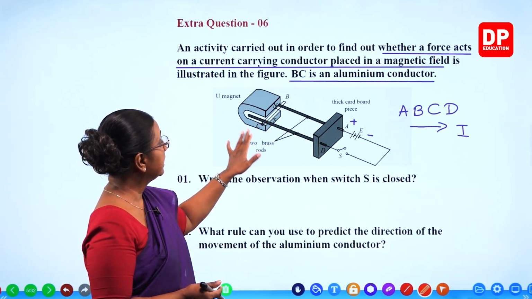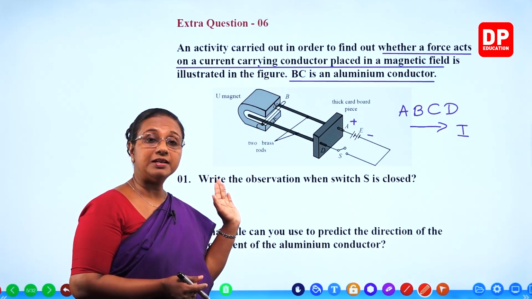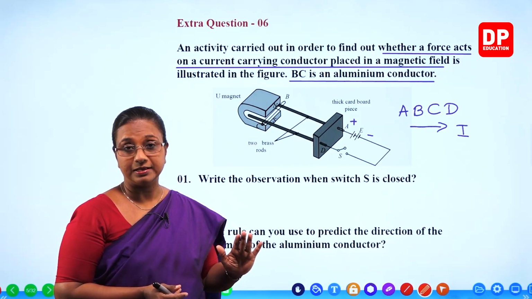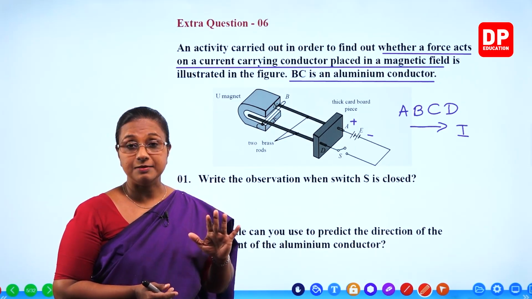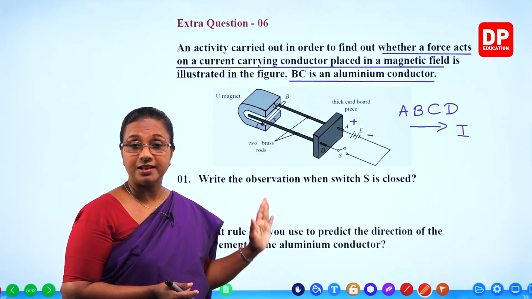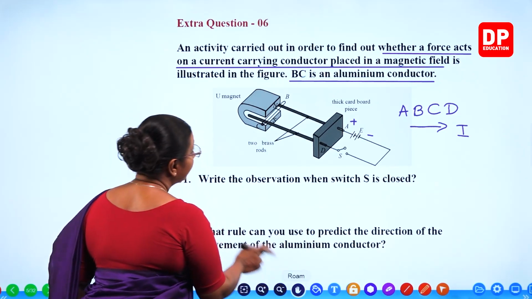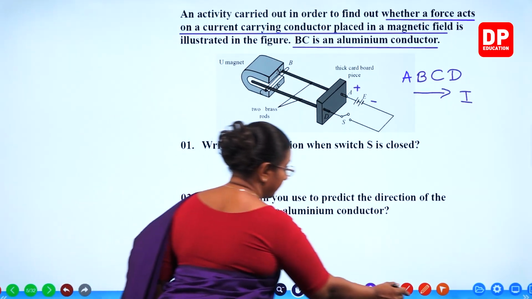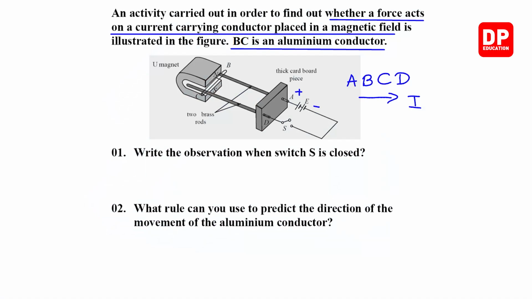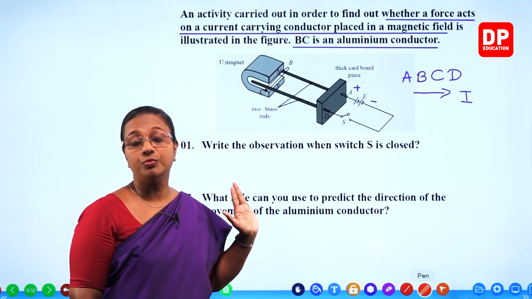Then you will see the BC rod moving either towards the magnet or away from the magnet. And you all know that depends on different factors: the direction of the current flow and the direction of the magnetic field. Right. So now if we look at the questions. The first part: write the observation when switch S is closed. You can see the rod moving.